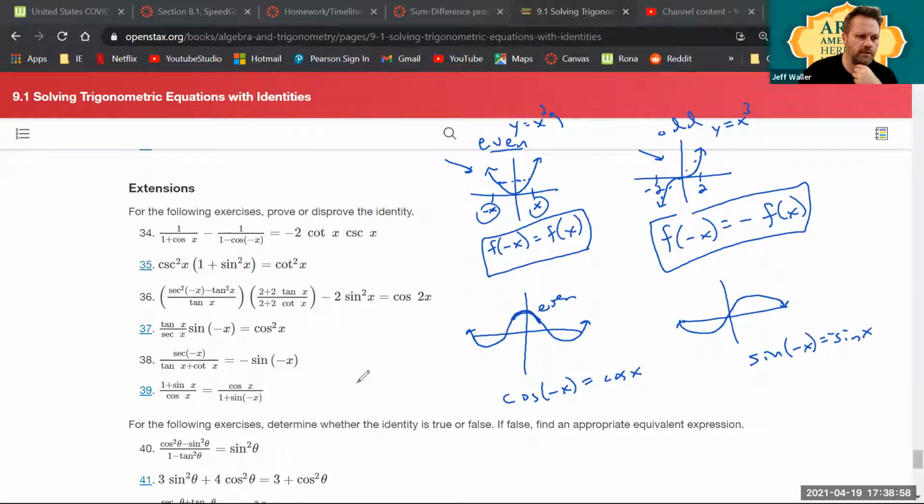Which trig function is secant related to directly? Cosine. Yeah, so secant has the same symmetry as cosine. So they're both even. That's one little thing that's going to help you with some of these, right?